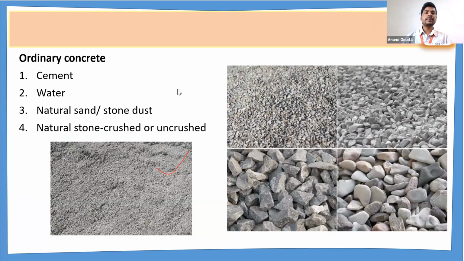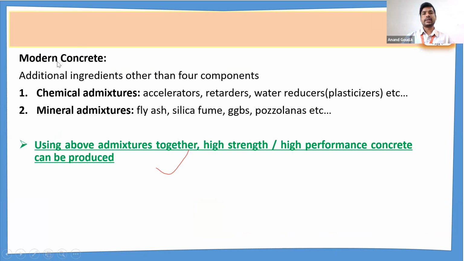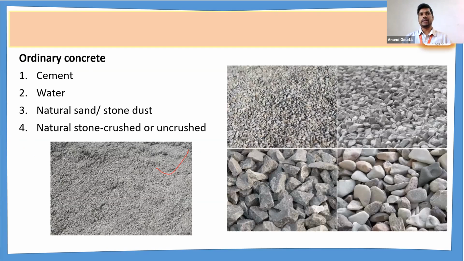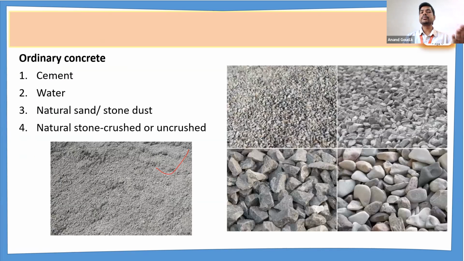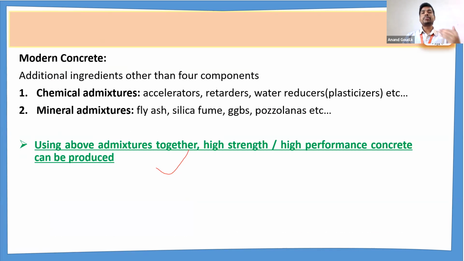Now coming to the next material, that is modern concrete. In the previous slide we discussed ordinary concrete. That means here we are not going to use any extra material. Whatever the basic materials are, like cement, water, fine aggregate, and coarse aggregate, these four materials only are used for preparing ordinary concrete. But coming to modern concrete, here we are going to use extra materials along with these four basic materials.